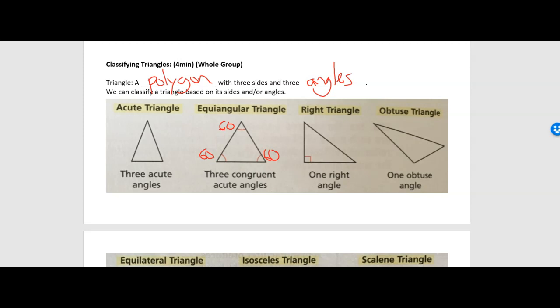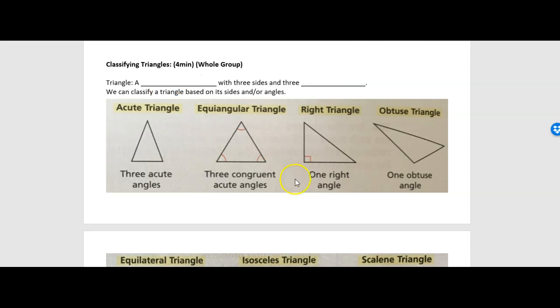An obtuse triangle is where we have 1 obtuse angle in the triangle. The other ones will be acute. Again, think about, well, why can't we have 2 obtuse angles in a triangle? Why can only one of them be obtuse? But these are the 4 categories that we're going to be classifying triangles by based on their angle measurements.